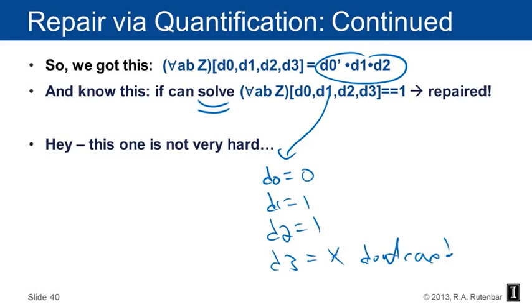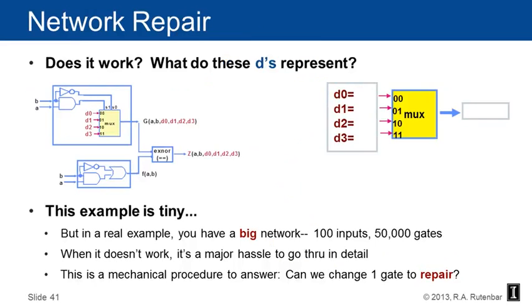And it's going to be surprising. It's going to be actually of relevance. Those values will repair this network. All right, so remember what I said. If you take D0 as a 0, D1 is a 1, D2 is a 1, and D3 is a don't care, it repairs this network.